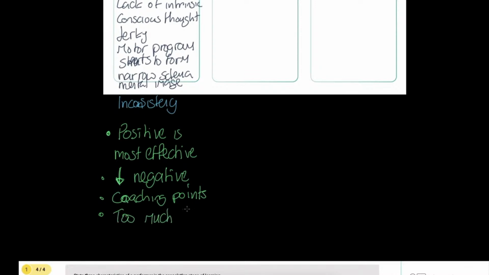Too much feedback is overwhelming. Okay, so that's how we'd link the cognitive stage learner to feedback.